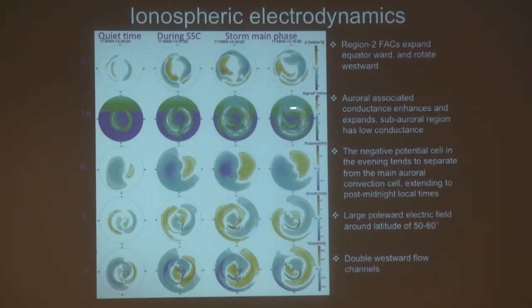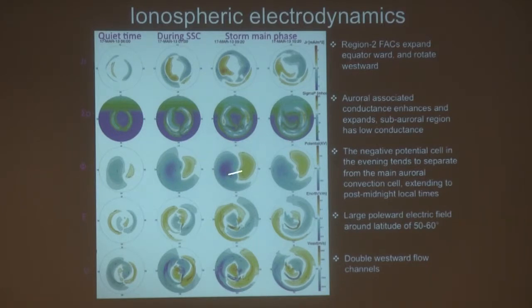And this is the Pedersen conductance. In the model, the conductance is specified by two components. One is the solar irradiance induced background conductance. The other one is from the auroral precipitation. In this model, we specify the auroral precipitation induced conductance based on the field-aligned current. On the night side, you may notice that the pattern of this conductance is very similar to the pattern in the field-aligned current. After the storm time, the auroral oval expands to low latitude, but in the subauroral region, the conductance is really low.